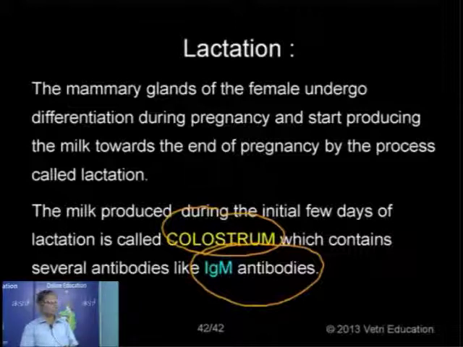You have studied there are five different types of antibodies: A, D, E, M, and G. The major antibody found in the colostrum is IgM, which provides protection to the newborn baby. So that's all about what we have related to the reproduction process.